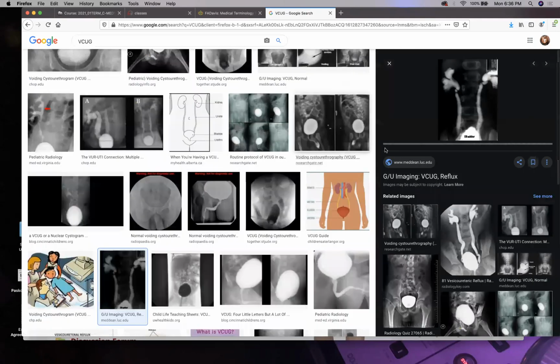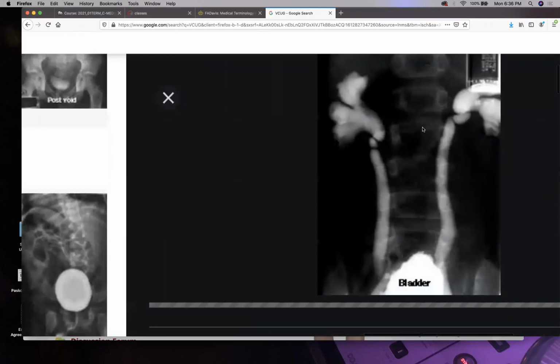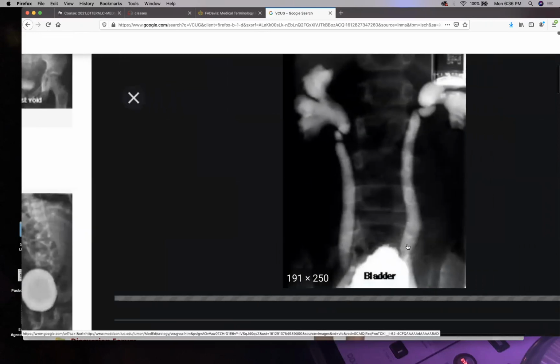Here's one. And you could see how the imaging is kind of the same, right? Where I give you something to drink, and then in a couple of minutes, you're going to want to pee and you want to void, right?